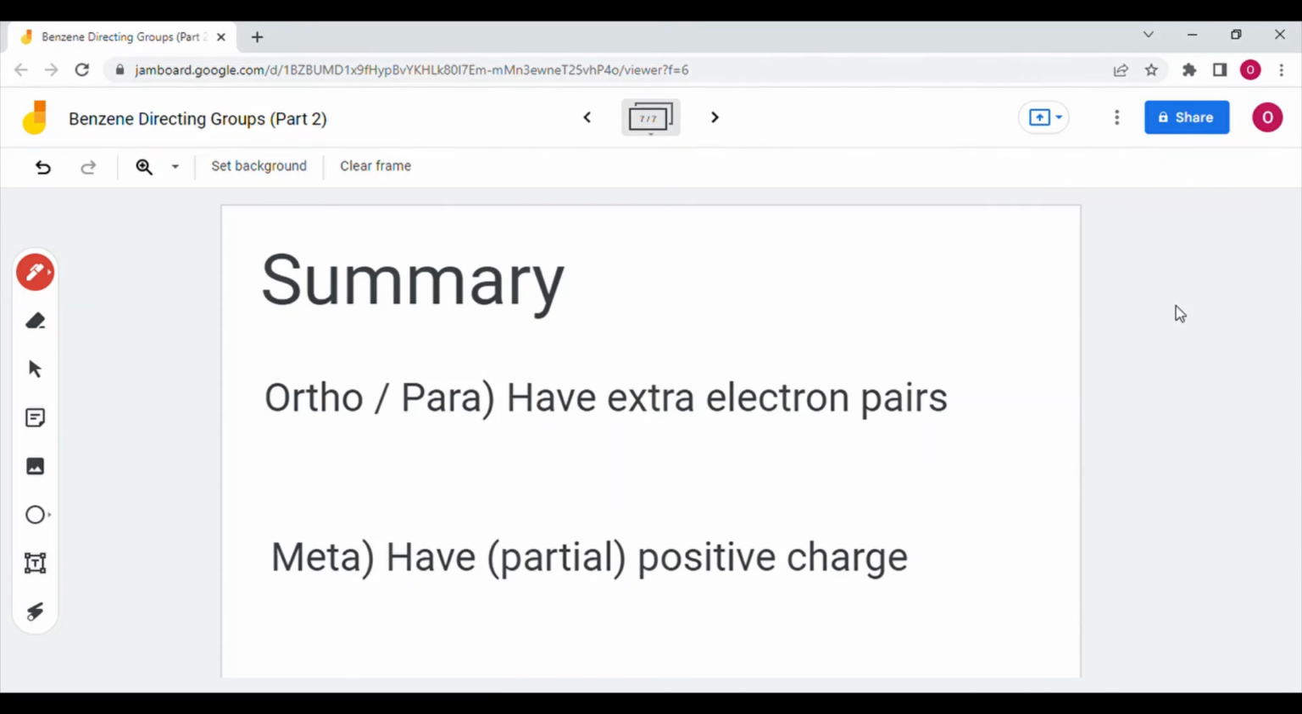So in summary, when identifying ortho-para versus meta-directing groups, in order to identify ortho-para groups, you have to look if the molecule has extra electron-donating pairs. Conversely, for meta groups, you have to identify if the group has a positive charge, whether it's full or partial doesn't matter. In addition, a full positive charge is stronger than a partial positive charge. Thus, anything with a full positive charge is more meta than partial positive.